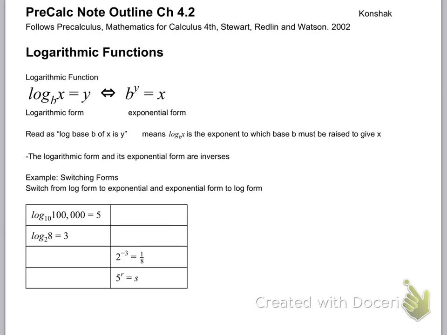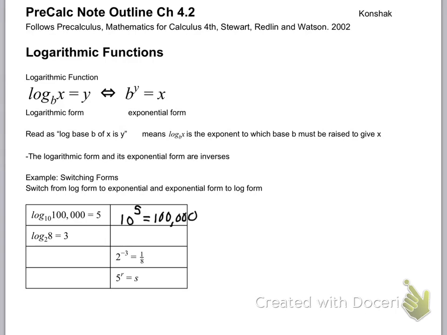If I'm working with log base 10 of 100,000, I need to switch to exponential, b to the y equals x. The base of that log is 10. So we're going to have 10 to the 5 equals 100,000. And is that true? Yeah, it's 1 followed by 5 zeros. It works.